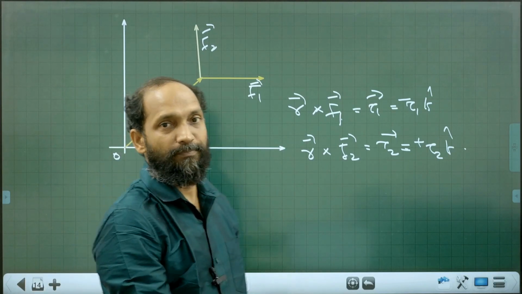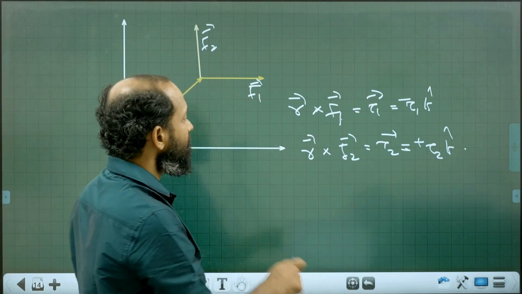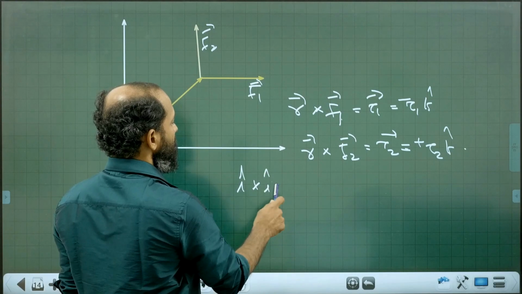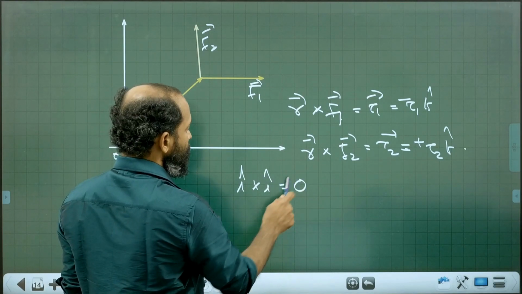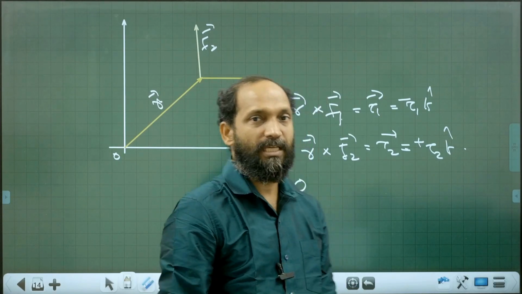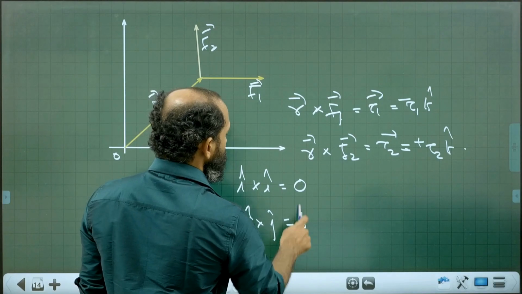Cross product is perpendicular to the component vectors. Orthogonal unit vectors also have an important cross product. I cap cross I cap is equal to 0, J cap cross J cap is 0, K cap cross K cap is 0, but I cap cross J cap is equal to K cap.